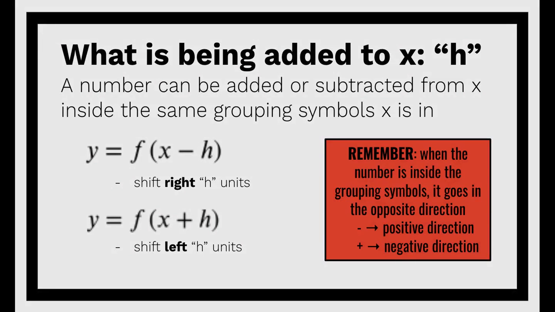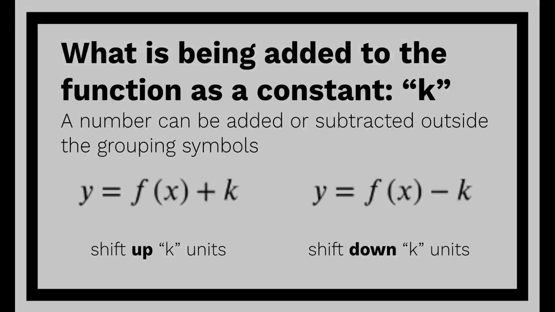The next piece we want to pay attention to is what is being added to x. That's that h term. So a number can be added or subtracted from x inside the same grouping symbols x is in. So if we have minus h, that means we're going to shift right h units. And if we have a plus h, that means we're going to shift left h units. So remember, when that number is inside the grouping symbols, it goes the opposite direction. So if it's a minus, it's a positive direction, and if it's a plus, it's a negative direction.